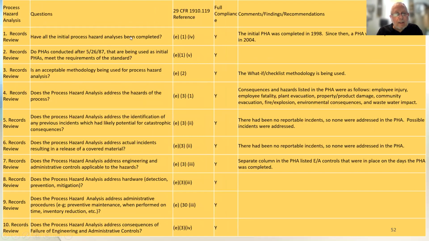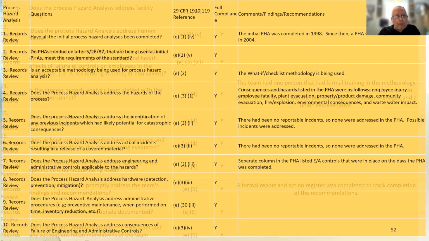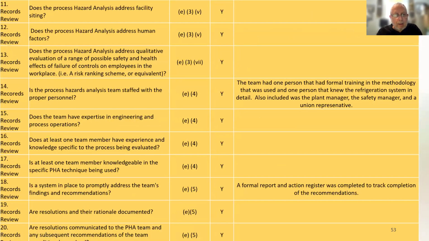And then the initial process hazard analysis being completed. So here you go. It's a compliance audit asking about PHAs. The initial PHA was completed in 1998. Since then, a PHA was completed in 2001 and 2004. And it asks about acceptable methodology being used. There's the what-if checklist methodology being used. Again, this is a records review of the process hazard analysis. This is a compliance audit, but they're asking about the process hazard analysis because they've got to comply with it.